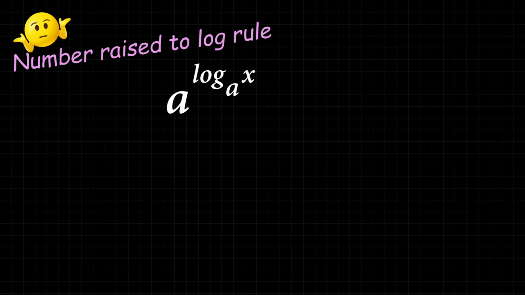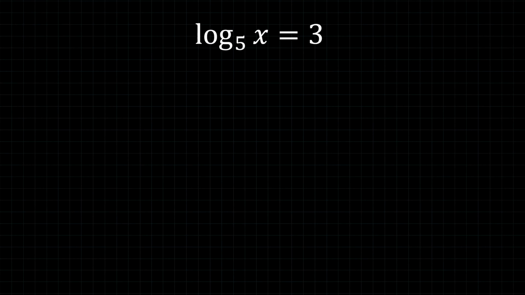Another rule that I'm not a big fan of because it's quite redundant. This is the number raised to the log rule, and it states that if you have a logarithm in the exponent and the base of the logarithm matches the base of our exponent, then we can cross out the entire thing, leaving us with only the argument. Let's take a look at an example.